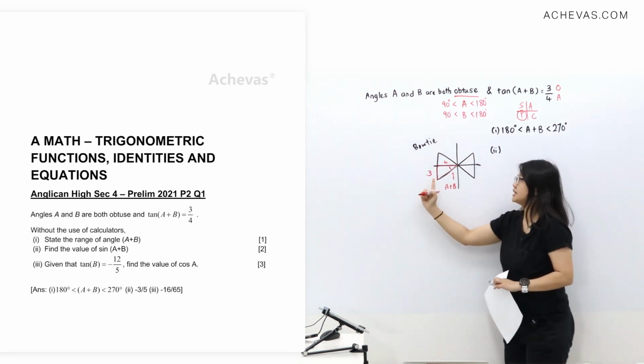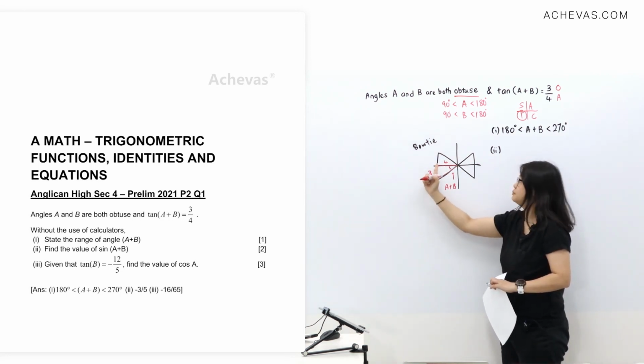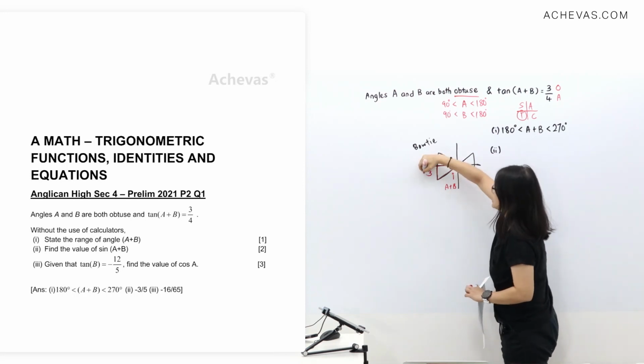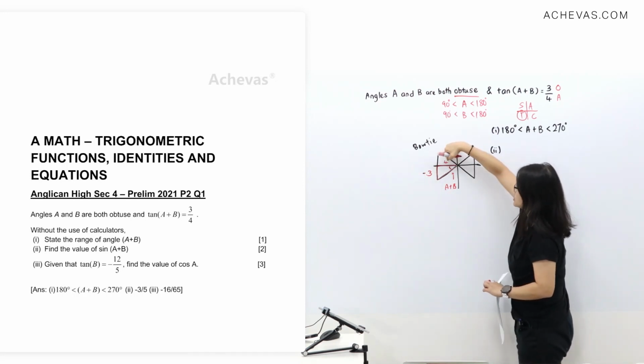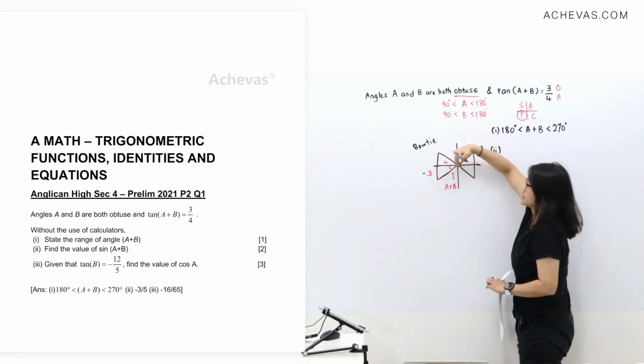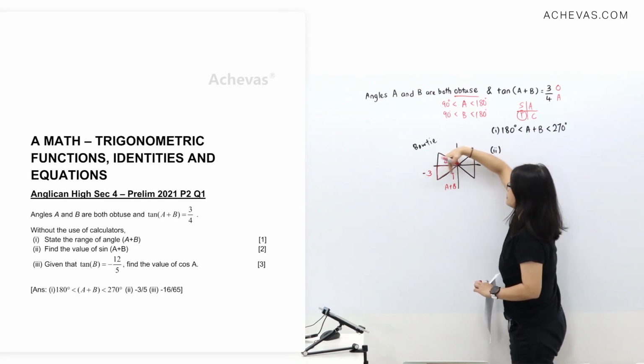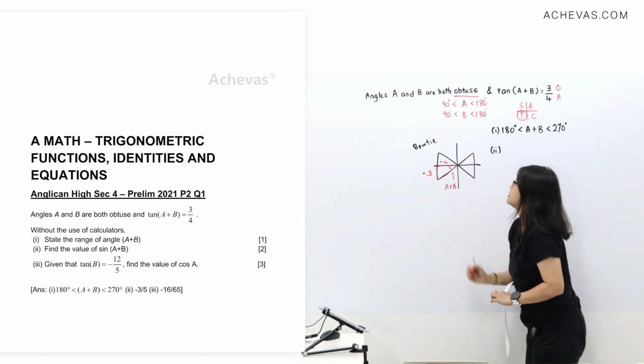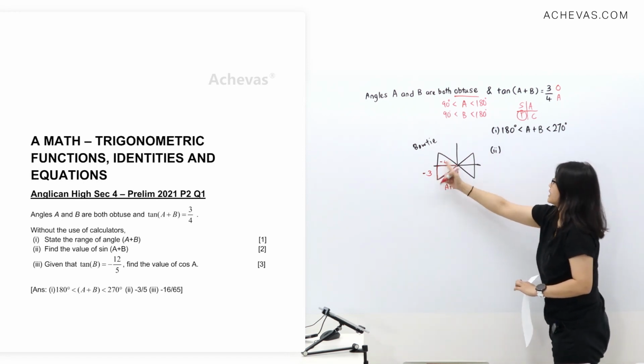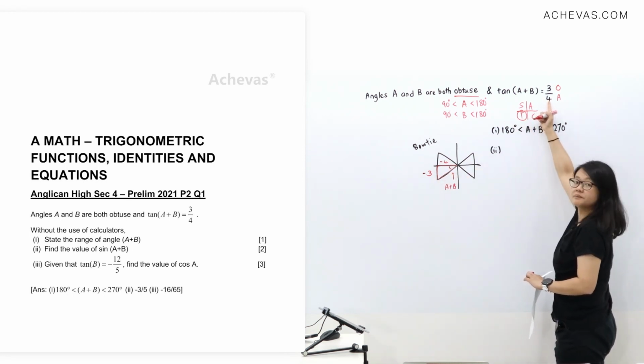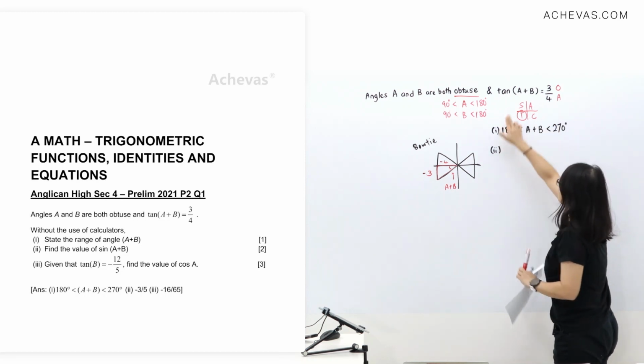Now this 3 is the y value below the x-axis, so this is a -3. Same goes for this 4, it is on the left-hand side of the x-axis, so it's negative. So when you divide a negative by a negative, that's how you get a positive over here. So we have the tangent value.